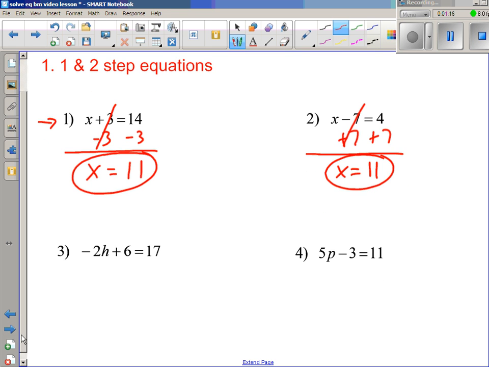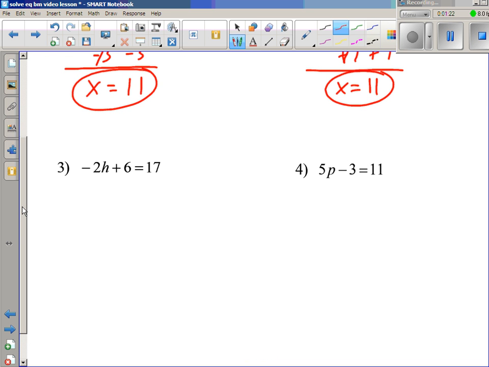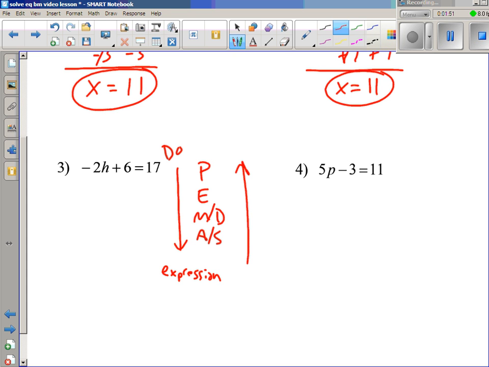Come down here to number 3. These are called two-step equations. They take 2 steps. And it gets a little bit trickier here because the order that we undo is just as important as when you simplify an expression, the order that you would do the operations. So when we look at this, we can think of PEMDAS as our order to do expressions, and in reverse, these are equations, we will undo the equation.